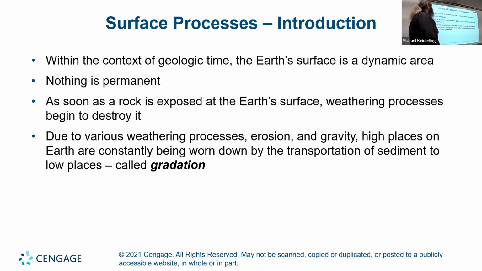Within the context of geologic time, the Earth's surface is a very dynamic area. Nothing is permanent. It changes very quickly compared to other parts of the Earth. As soon as rock is exposed to the Earth's surface, various weathering processes begin to break it down and destroy it. Due to weathering, erosion and gravity, high places on Earth are constantly being worn down by the transportation of sediment to low places in a process known as gradation.